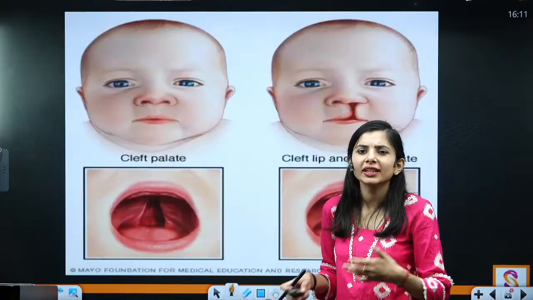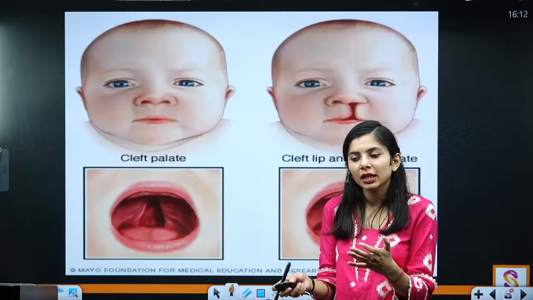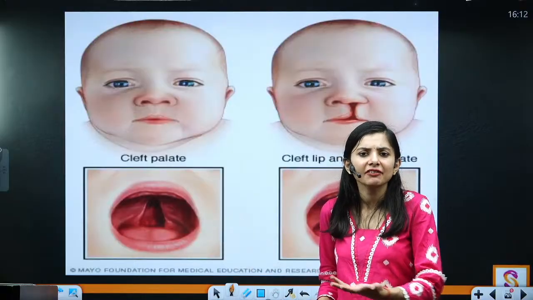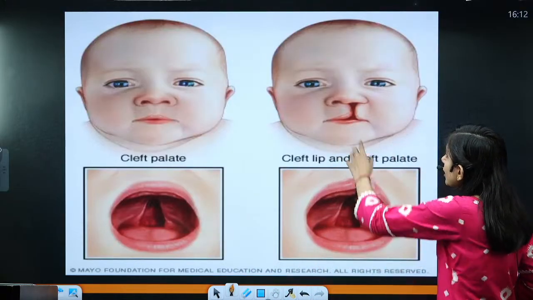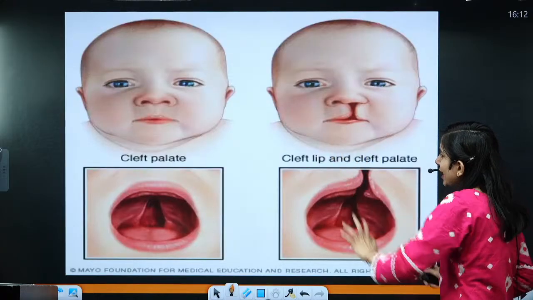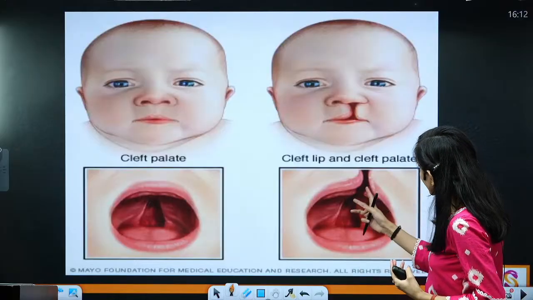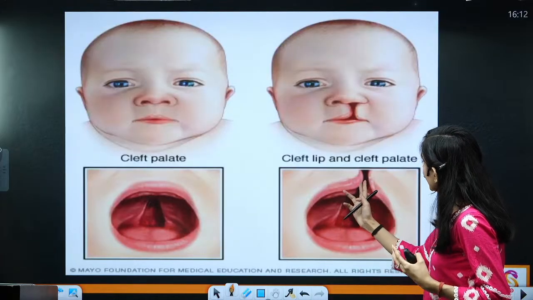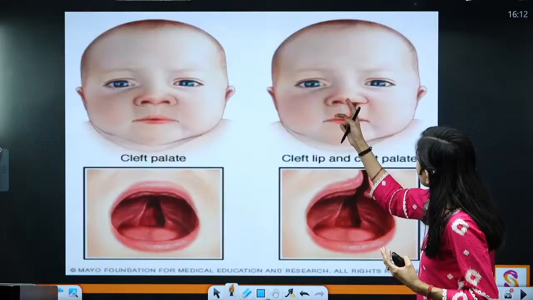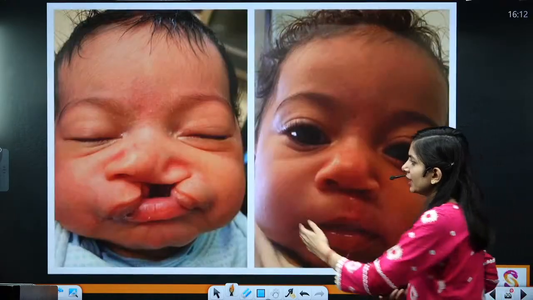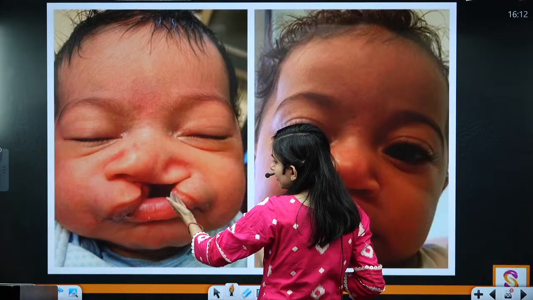So this is not that much of a concern. Why? Because in this case, surgically we can remove it. I will show that. But in cleft lip, what would happen? The child has that cleft palate as well, but the cut is so deep that it also covers the lip part. Fine. But surgically we can remove it. Like see, this person has the cleft palate.